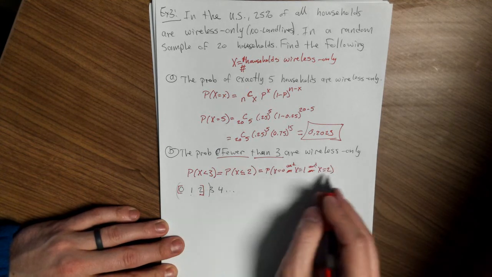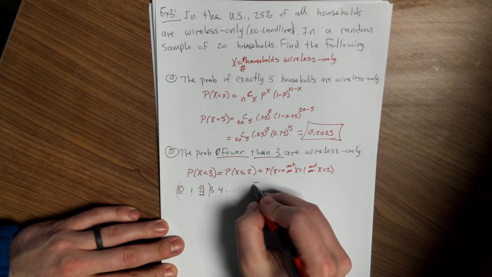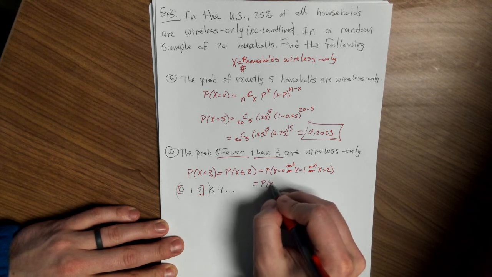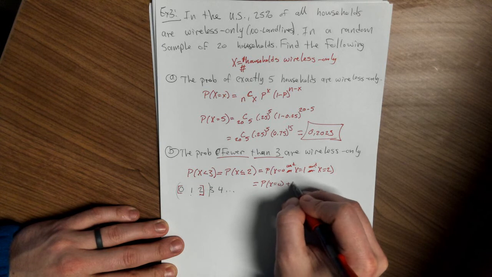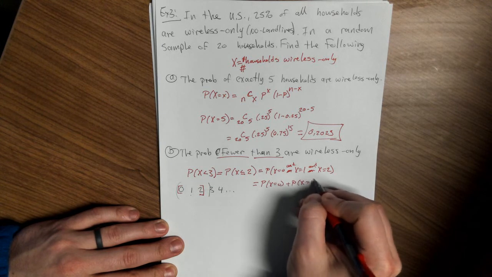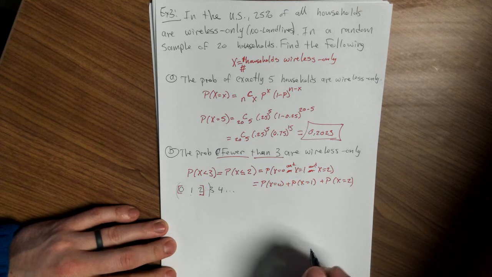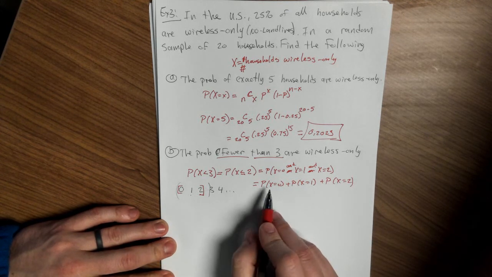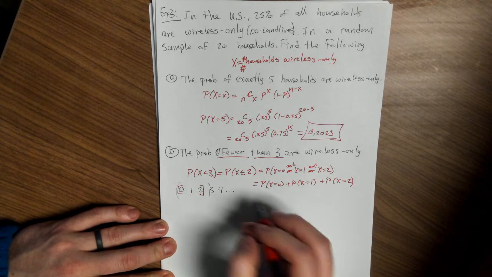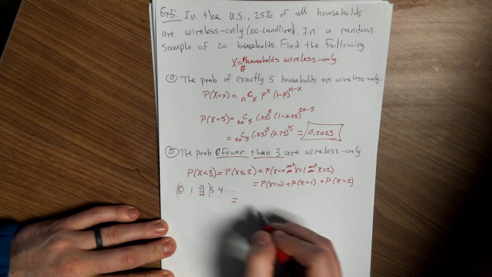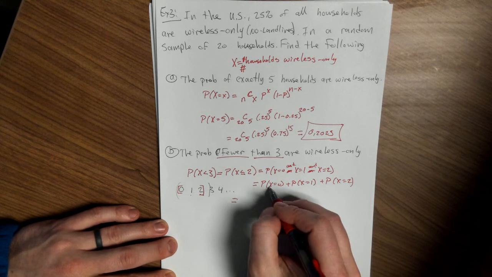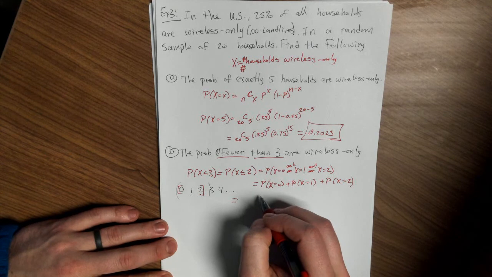So we have to find all 3 of these probabilities now. We can break this up into the probability that x is equal to 0, plus the probability that x is equal to 1, plus the probability that x is equal to 2. So now we have to do the binomial 3 times in this one problem. This is going to take some time, so go slow and make sure you do it right.